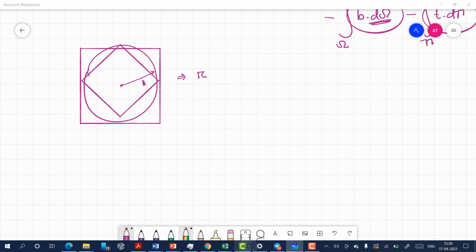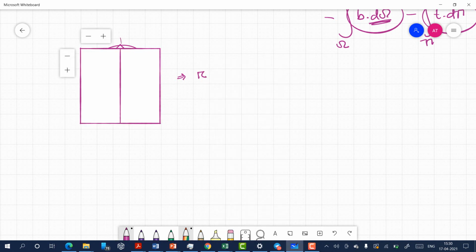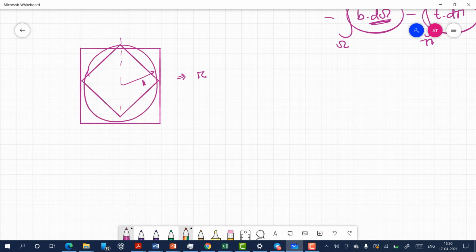So inside the circle, if you have a square, then the diagonal of that square, which will be root 2a, will be equal to the diameter, which is 2r, right?